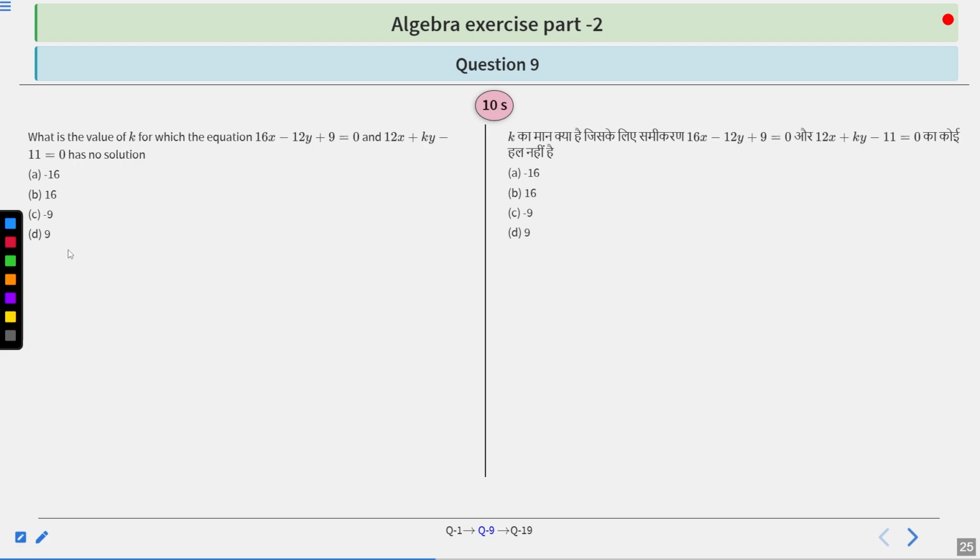What is the value of k for which equation 16x minus 12y plus 9 equal to 0 and 12x plus ky minus 11 equal to 0 has no solution? Options are option A minus 16, option B 16, option C minus 9, and option D 9.